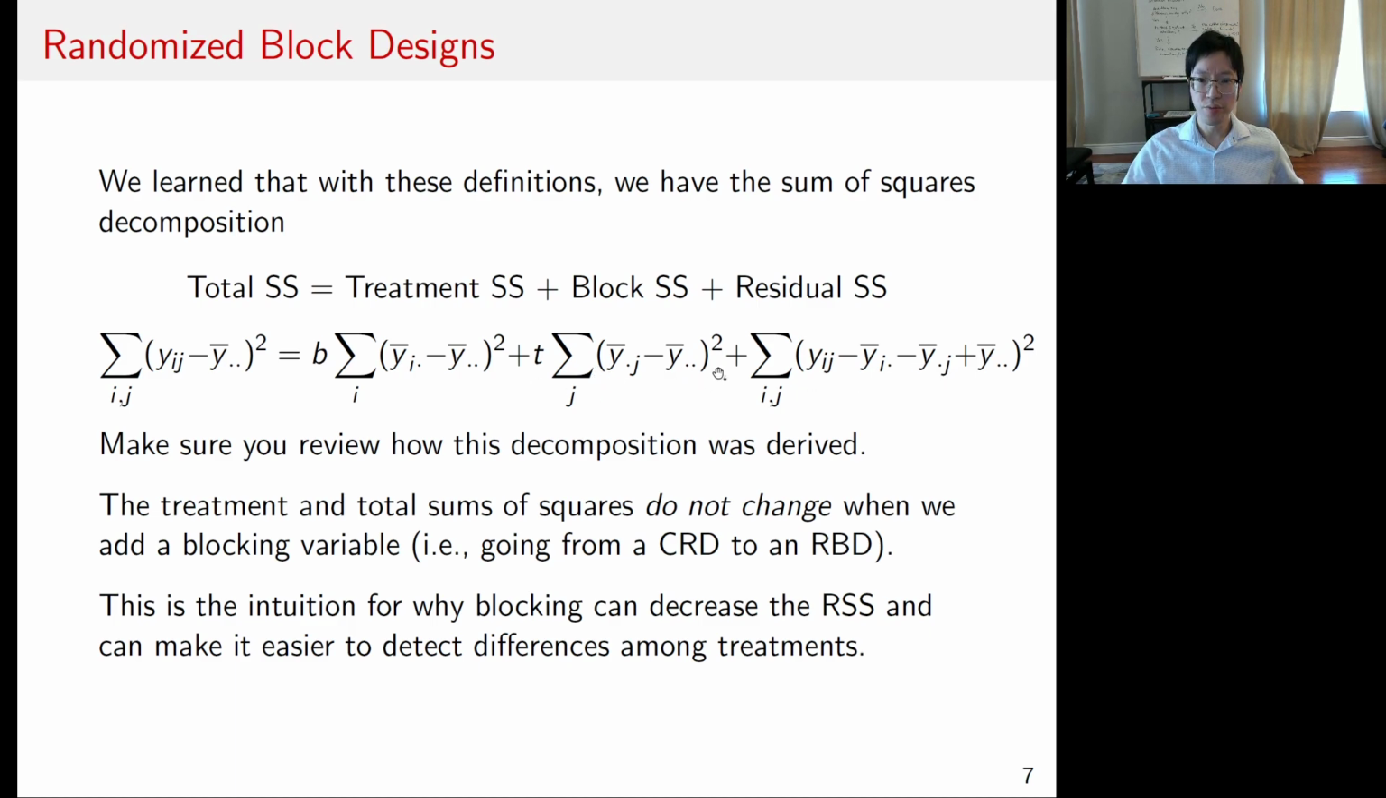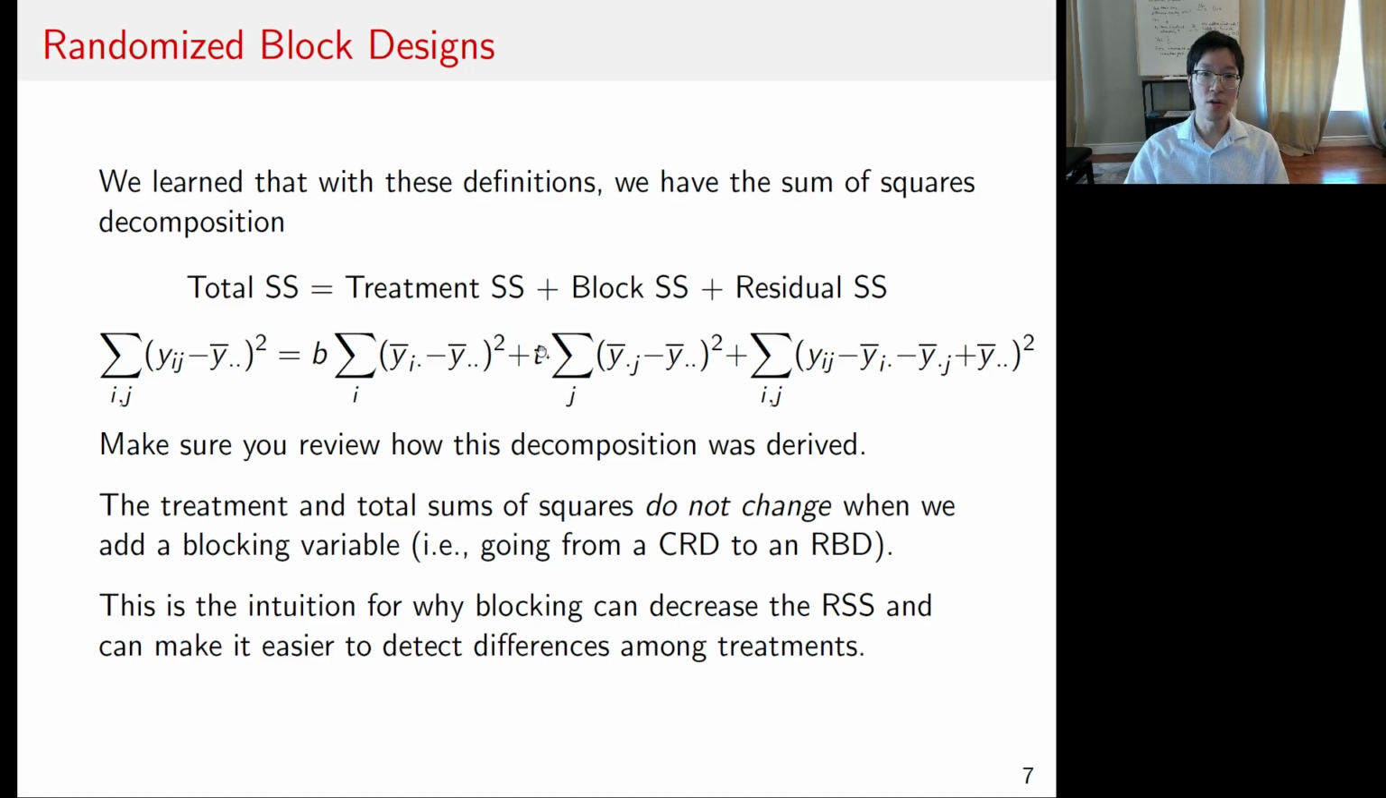Okay, and so after we add the blocking variable, what used to be the residual sum of squares gets broken down into the block part, and then the residual part now that we've accounted for blocking. And so that gives some intuition as to why blocking helps in terms of detecting differences between treatments.